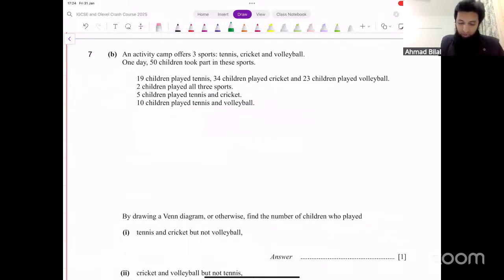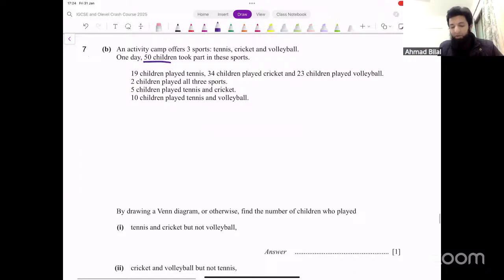An activity camp offers 3 sports: tennis, cricket, and volleyball. One day, 50 children took part in these sports. So the total number is supposed to be 50. 19 children played tennis, 34 played cricket, and 23 children played volleyball.